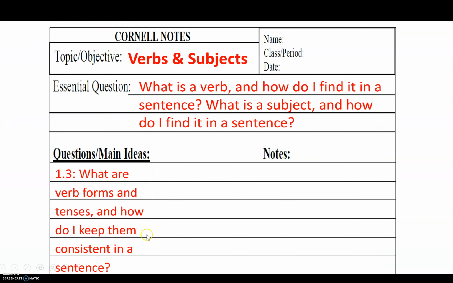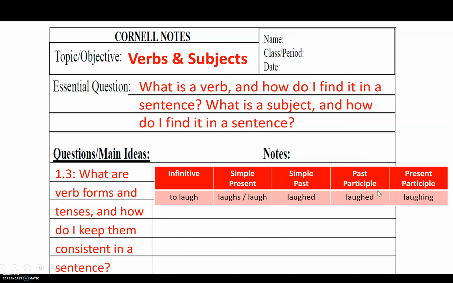Our question over here in the left column today for lesson 1.3, what are verb forms and tenses? And how do I keep them consistent in a sentence? Once you've added that, we're going to go over here to the right column to notes and start with what verb forms are. So by verb form, we mean, kind of like it sounds, what form the verb is in.